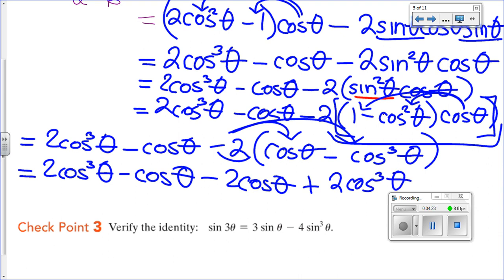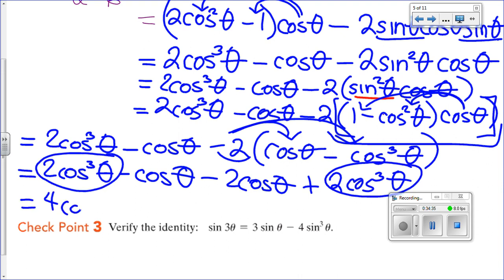How many cosine cube thetas do we have? 2 and 2, so that will be 4. So it's right here and here. So that is 4 cosine cube theta. And right here, cosine theta, how many do we have? -3.